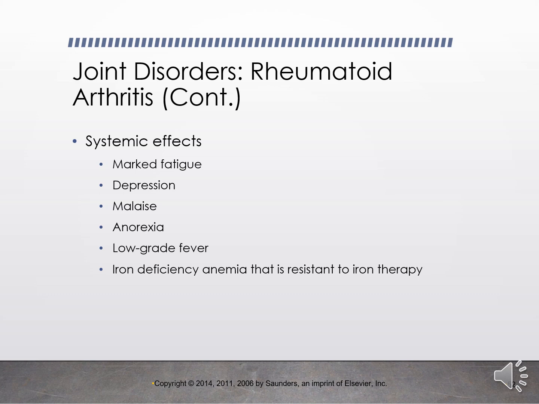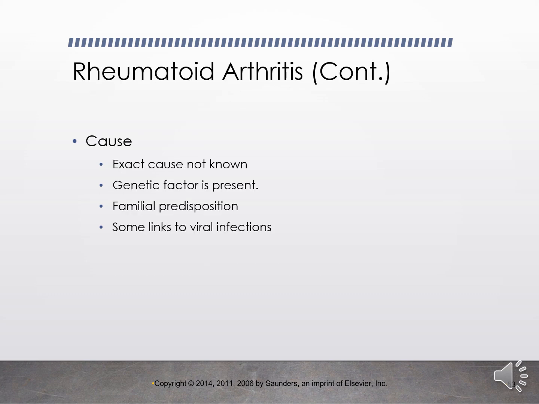Some systemic effects are marked fatigue, depression, malaise, anorexia, a low-grade fever, iron deficiency anemia that's resistant to iron therapy. Again, when I say malaise, that's a general blah feeling. And anorexia, when I talk about that, it just means a general loss of appetite. The cause is not known. There is thought to be a genetic factor and a familial predisposition, and there are some possible links to viral infections.